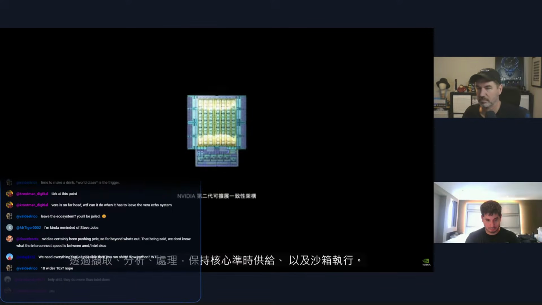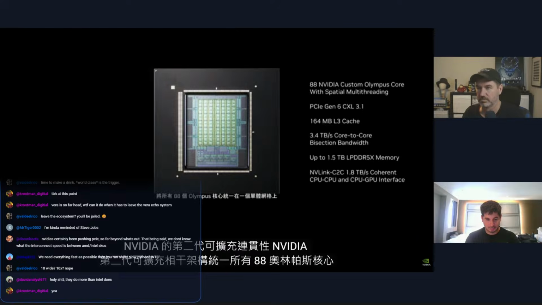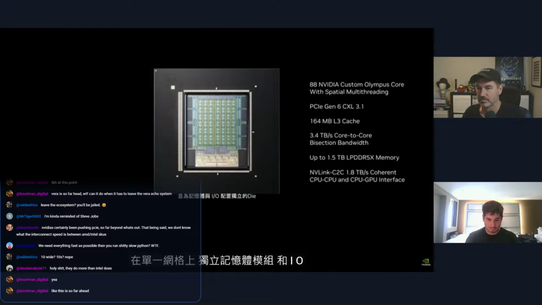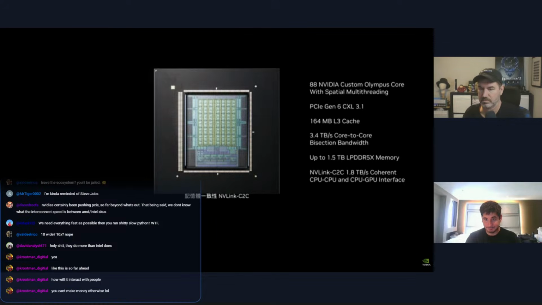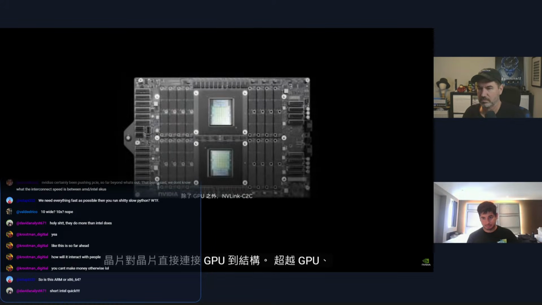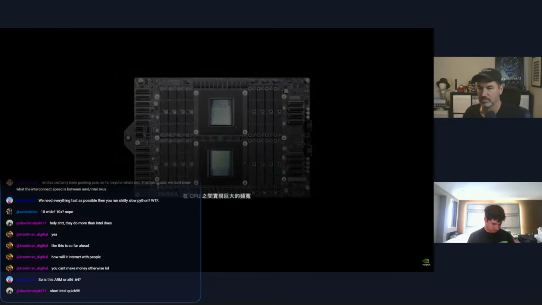NVIDIA's second-generation scalable coherency fabric unifies all 88 Olympus cores on a monolithic mesh with separate dies for memory and I/O. Cores are not split across chiplets, enabling 50% faster core-to-core communication than traditional CPUs. And memory-coherent NVLink chip-to-chip connects GPUs directly to the fabric. Beyond GPUs, NVLink chip-to-chip can scale Vera up to multiple sockets, enabling massive bandwidth between CPUs.